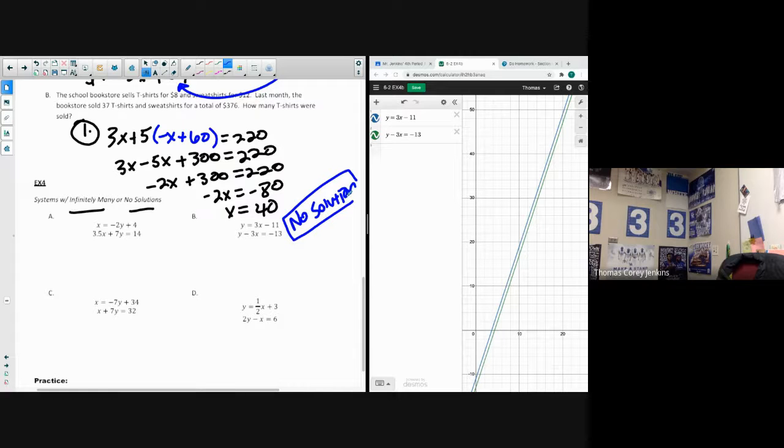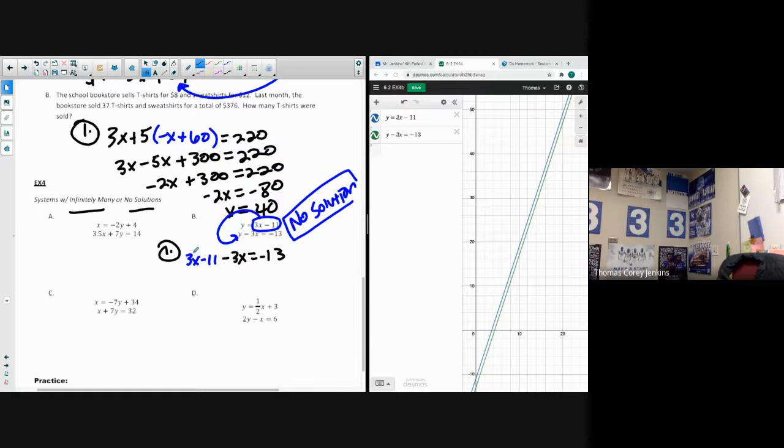All right, and now we want to get the work together that proves that. The nice thing is the top equation's already solved for y, so we're ready to go ahead and make that initial substitution. So it goes right there. So step 1 is going to look like this. Instead of y, we're going to sub 3x minus 11. And then we have minus 3x equals negative 13.